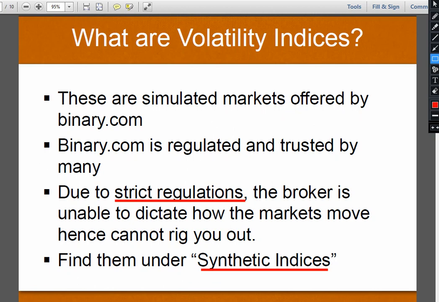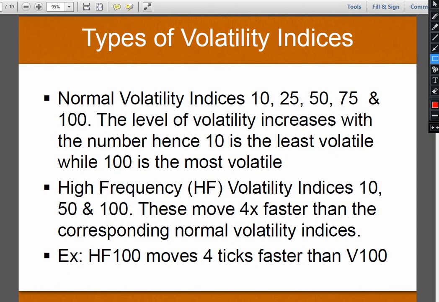So what you get from this particular video is that volatility indices are simply simulated markets, and they're offered by binary.com. They are not manipulated. Next, we want to understand the types of volatility indices.